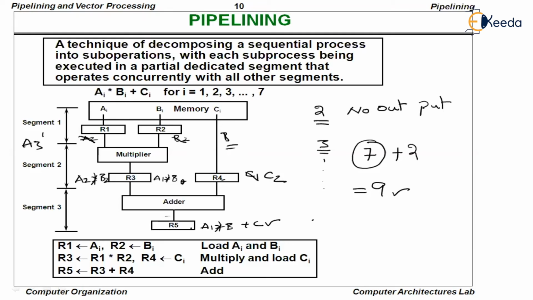If you can understand, right from the third clock cycle onwards, R5 will keep on giving you one output of the instruction. Okay. So that is third clock cycle, I1. Fourth clock cycle, I2, that is instruction 2. Fifth clock cycle, instruction 3. Sixth clock cycle, instruction 4. Seventh clock cycle, instruction 5. Eighth clock cycle, instruction 6. Ninth clock cycle, instruction 7.